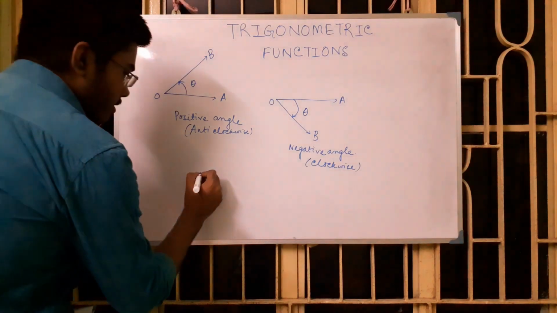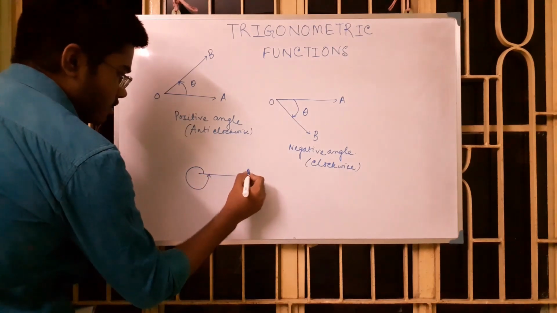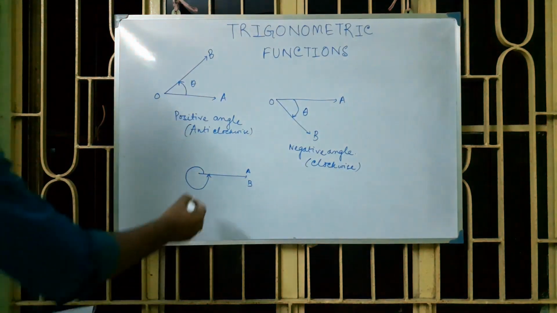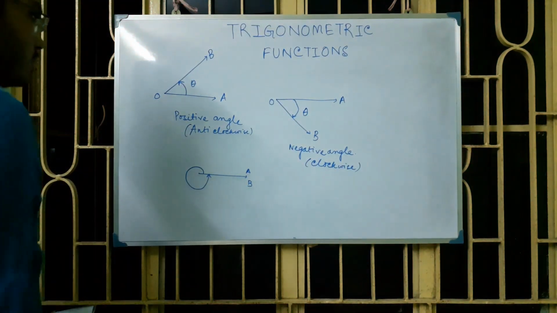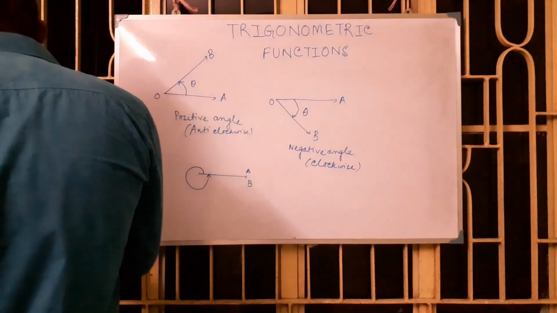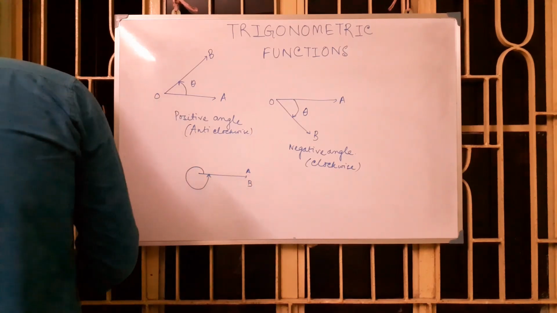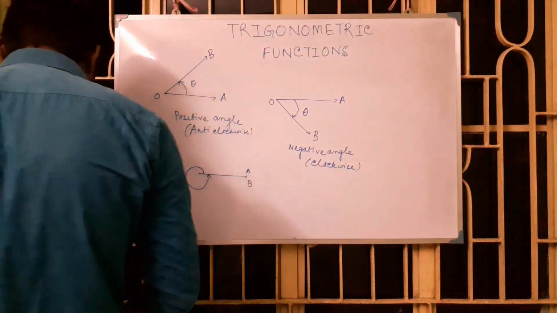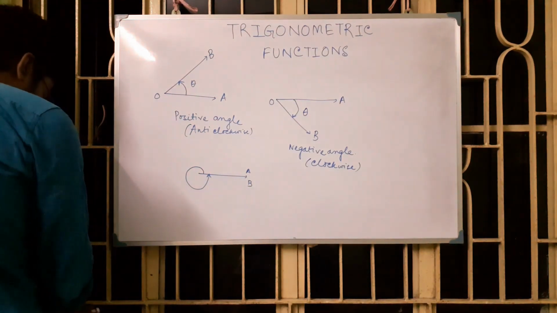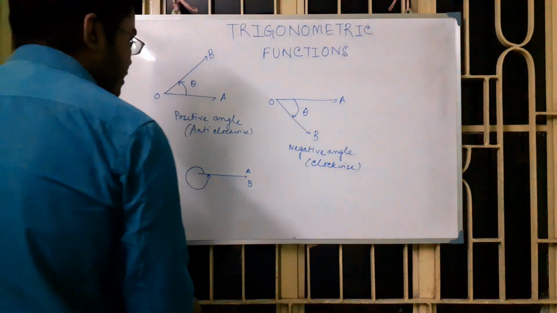And this is also a case. This is initial, this is final. Okay, this is positive angle. Now, you have already learned that the unit of an angle is radian.